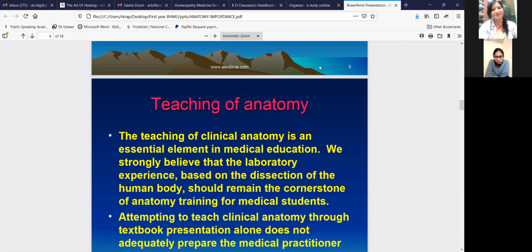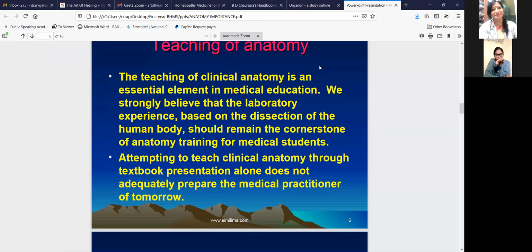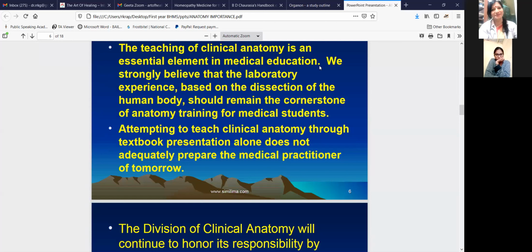Further, when a real patient comes to you, you will not have a fear of touching the patient. You do minor procedures and examination of the patient, and all this fear goes away. So to alleviate this fear also, it forms an important cornerstone. Attempting to teach clinical anatomy through textbook presentation alone does not adequately prepare the medical practitioner of tomorrow. Do you agree with this?